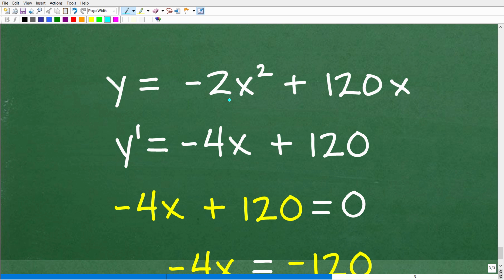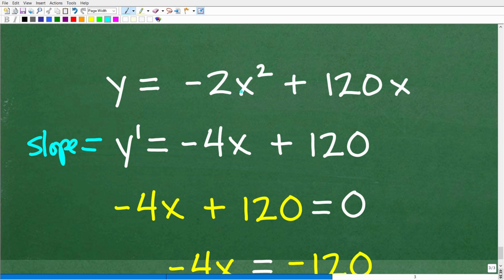All right, so here is our function, our quadratic function. y is equal to -2x squared plus 120x. Okay, so what we're going to do here is get something called the first derivative, or y prime, in calculus. Now, this is not that difficult, okay? The first derivative is the formula for the slope, okay? This is the slope along our parabola, okay?